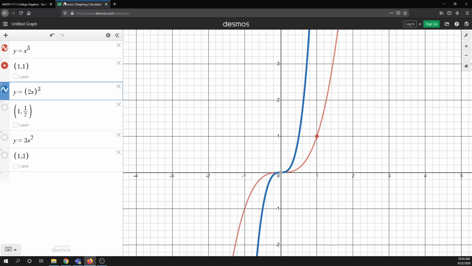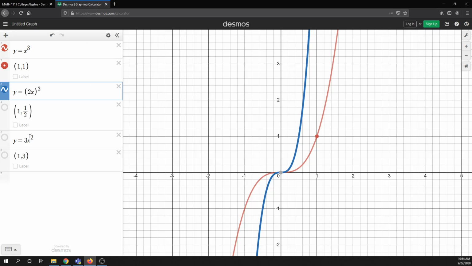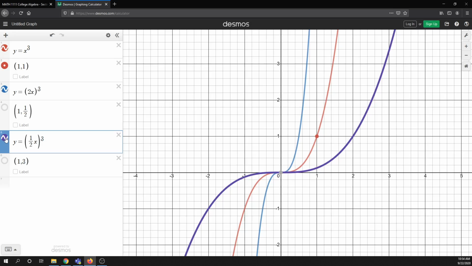All right, and then y equals f of 1/2 x. Again, we start with x cubed, and we are going to replace x by 1/2 x. Then look at the effect. You can see it got stretched horizontally. These points just got moved over here when we did the graph.